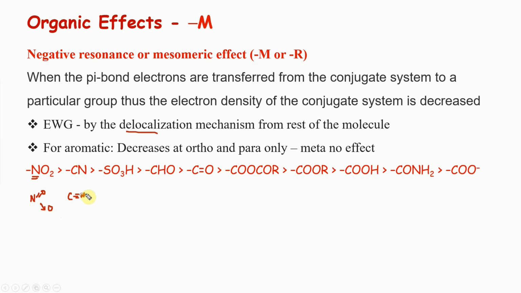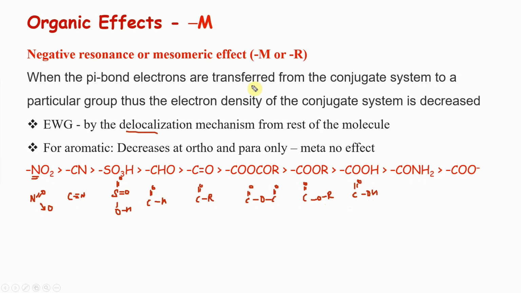C triple bond N. Similarly, sulfur double bond O, OH. C double bond O, H. C double bond O, R. C double bond O, O, CO. C double bond O, O, R. It keeps going this way. Alright, so this is how it is going to go. C double bond O, O, H, it keeps going this way.